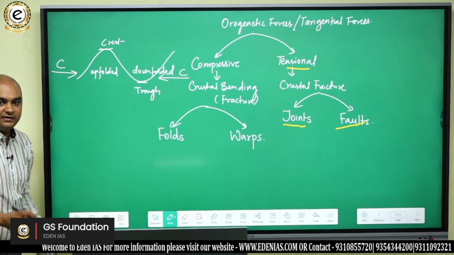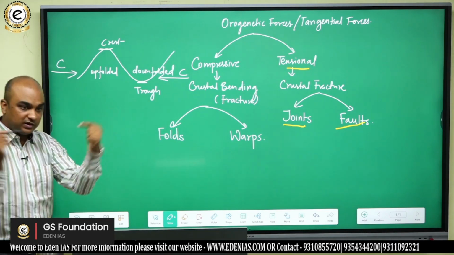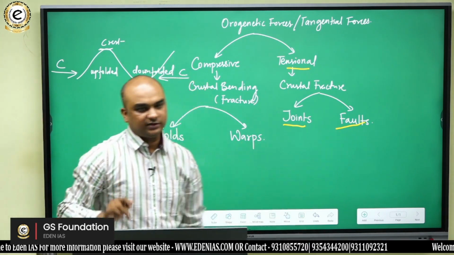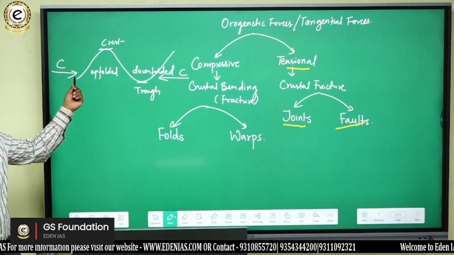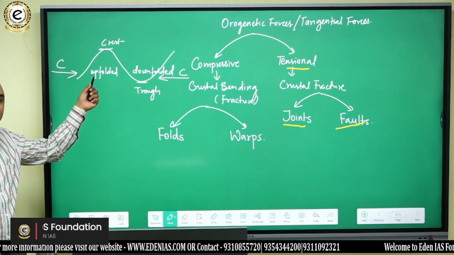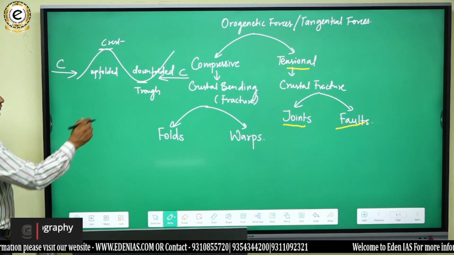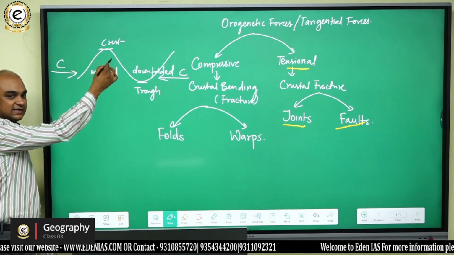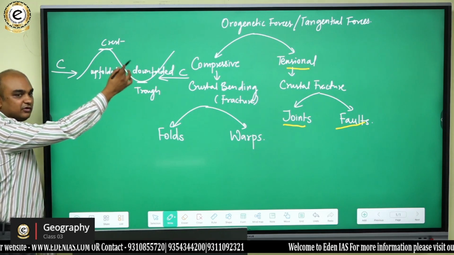Can you understand that? Whenever we show compressive forces, we show them by arrows moving towards each other, whereas tensional forces are arrows moving away from each other. Do you get that? So look here. What is a fold? A fold is a wave-like feature formed in the crustal rocks due to compressive forces. Every fold has a crest and a trough, an up-folded part and a down-folded part.